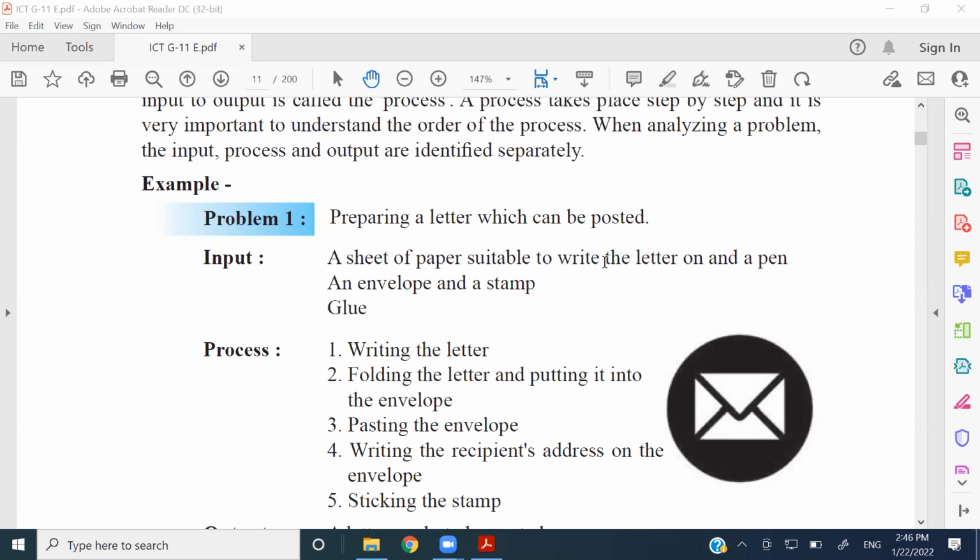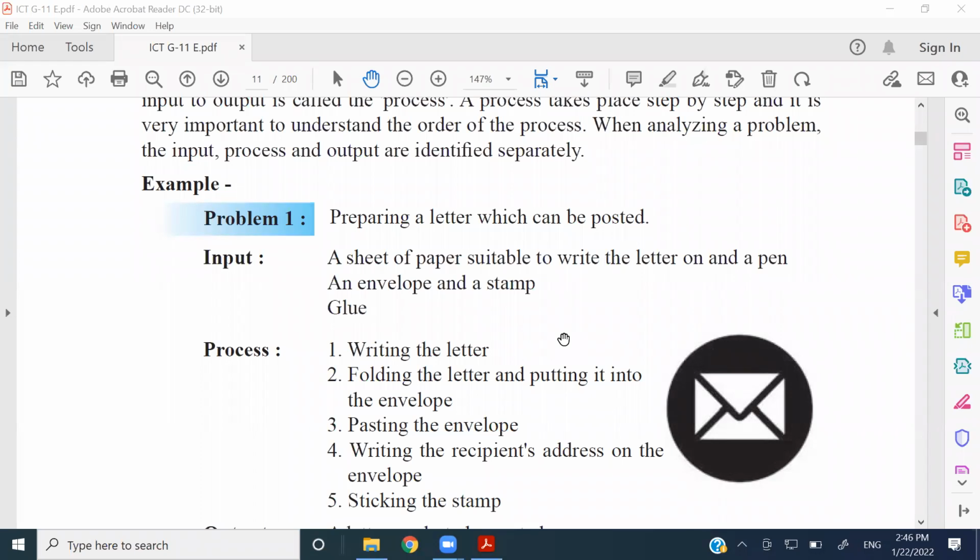A simple offline example that they have taken is preparing a letter which can be posted. This example cannot be illustrated as a program. It is there to help us understand how we are going to figure out the inputs, the outputs, and a process which takes us from the inputs to the output.